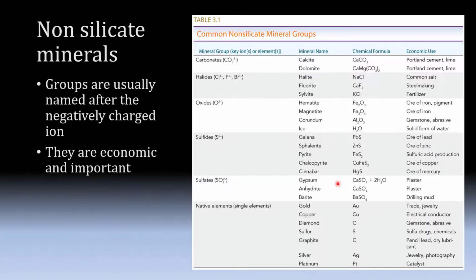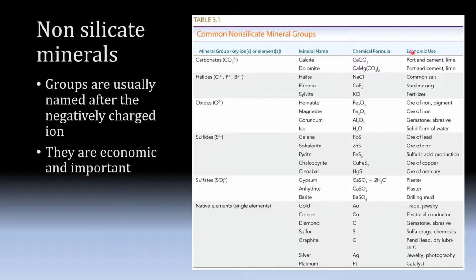Now, interestingly though, there are other mineral groups, non-silicate minerals. There's carbonates, there's halides, there's sulfides, there's all kinds of things, including, by the way, native elements, right? There are some things that are single elements that you really do just find laying around on the ground: gold, copper, diamonds, sulfur, graphite, silver. These are all minerals, because remember, they meet the 5 criteria.